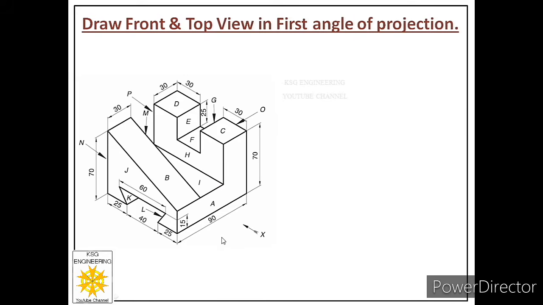So in this object, we got these categories. First is parallel faces, second is inclined faces. Then under parallel faces, we have two types: one is visible face, second is hidden face. Similarly, under inclined faces, we have two categories: one is visible faces, second is hidden faces.